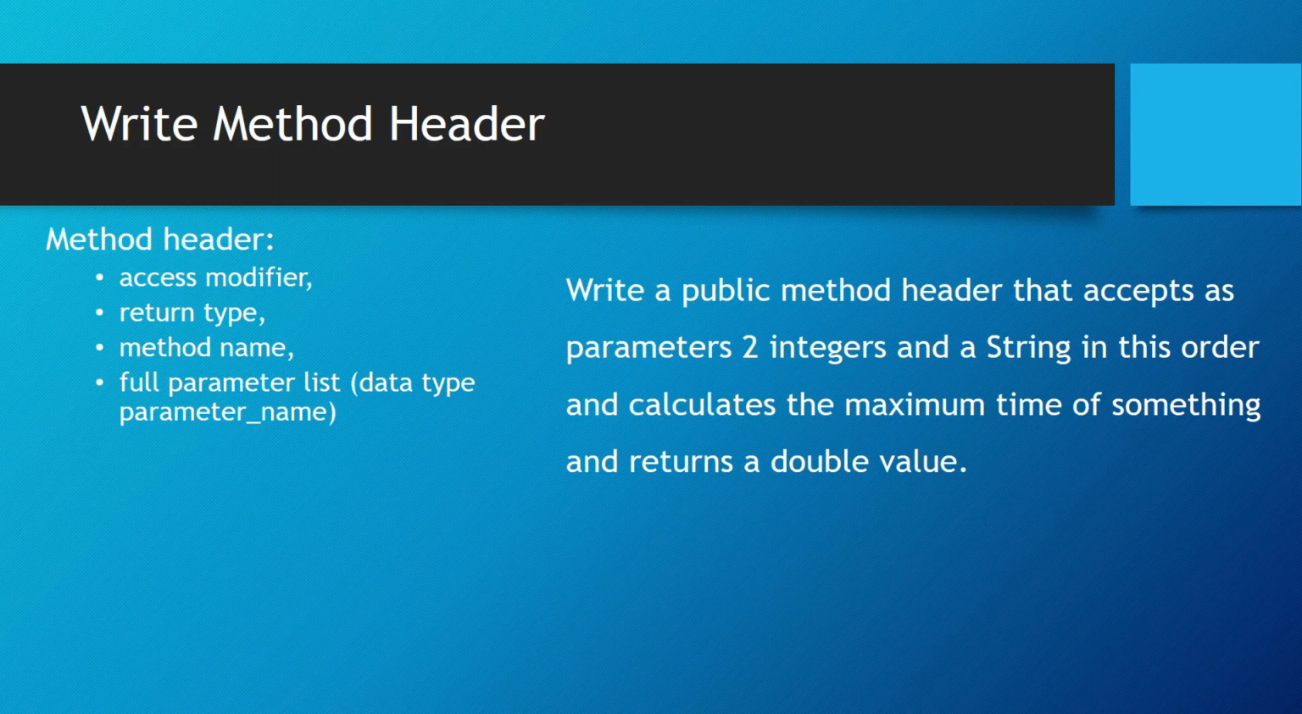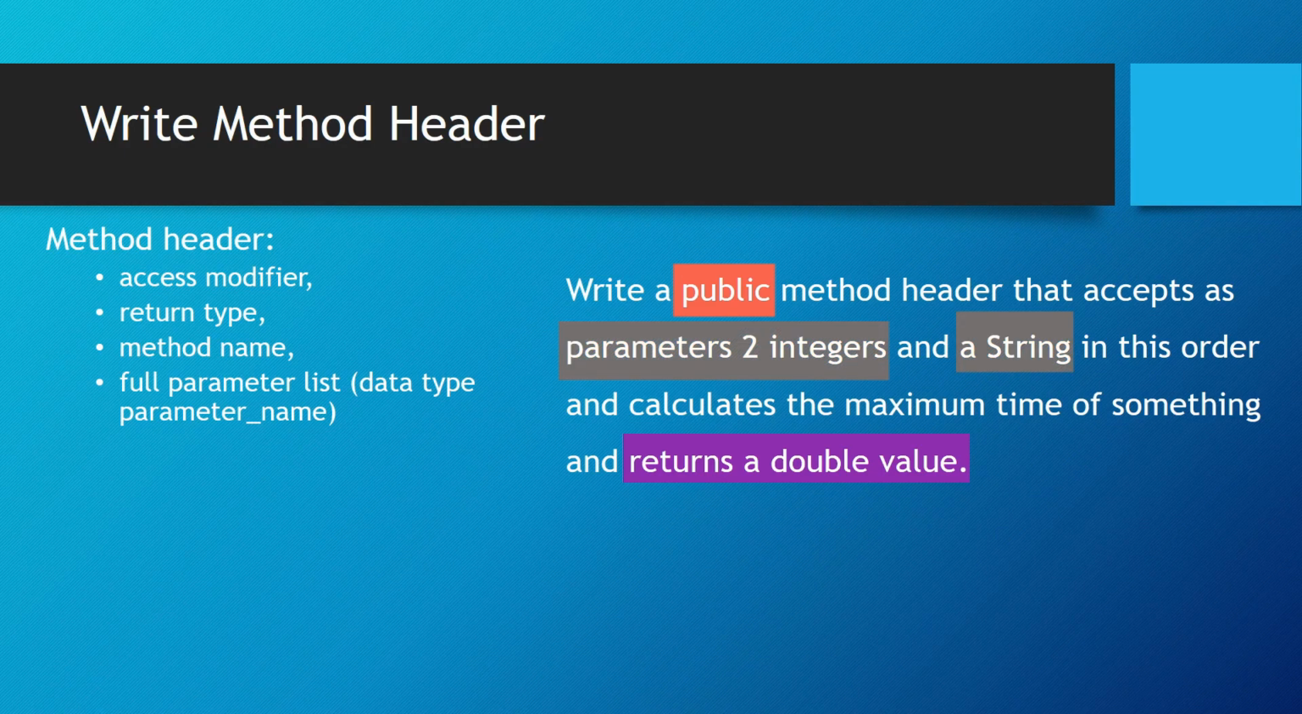Looking at the description, it says to write a public method header, so we've highlighted the access modifier in red. We see the return type is a double value, highlighted here in purple. For the full parameter list, we see this method accepts 2 integers and a string in that order, highlighted in gray.